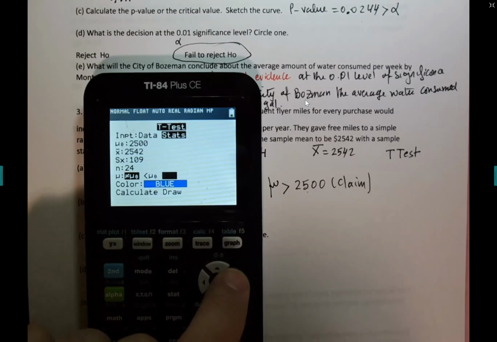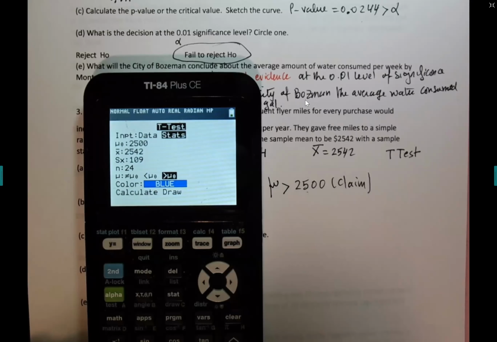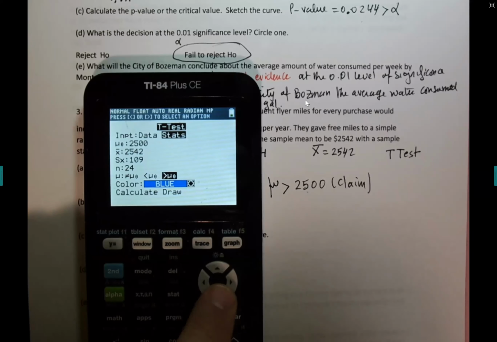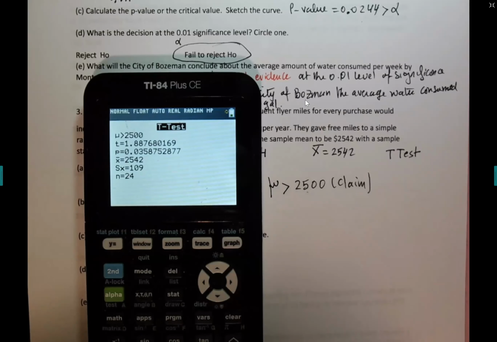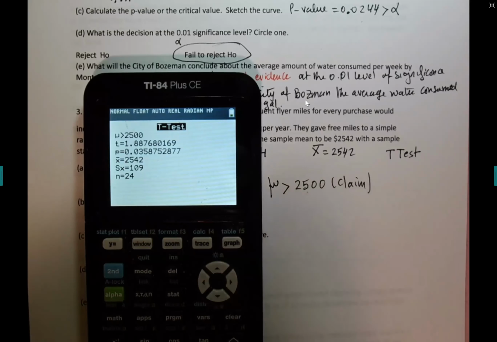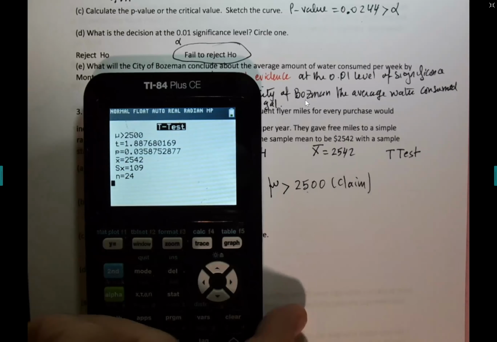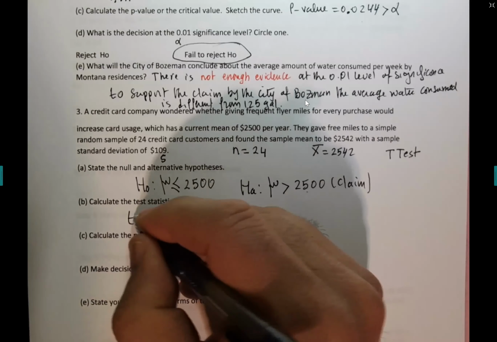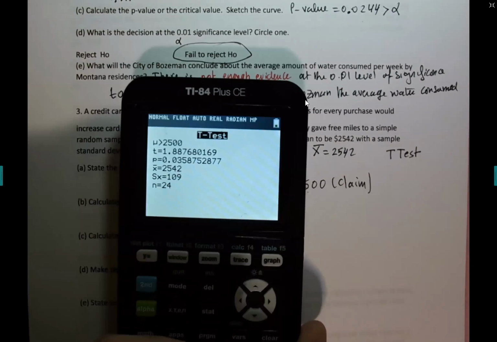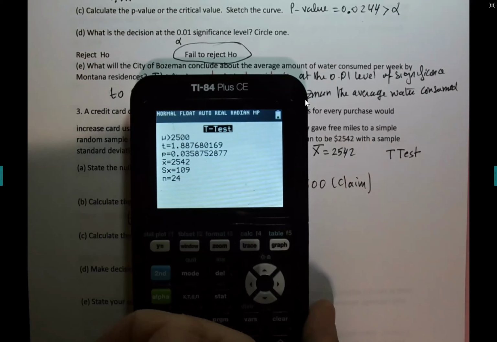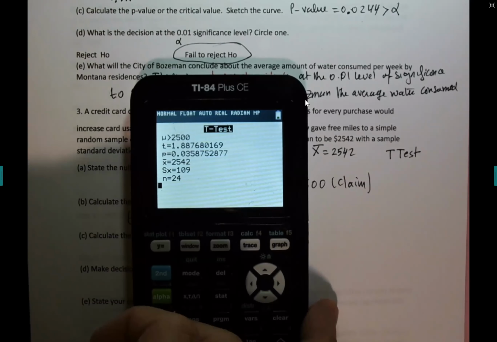So make sure, guys, any questions, please let me know. I'll go back and explain it. It's very important that you comprehend. I'm gonna do calculate this time rather than draw. Okay. T is 1.888 to 3 decimal places. And the p-value, I said find the p-value or critical value. I haven't talked about the critical value, so just p-value. 4 decimal places, guys, so it will be 0.0359.